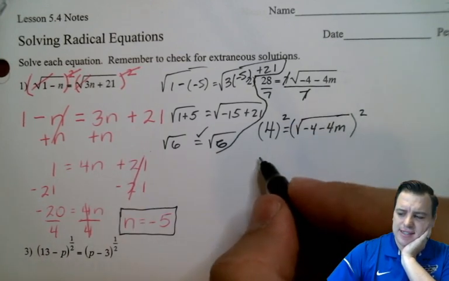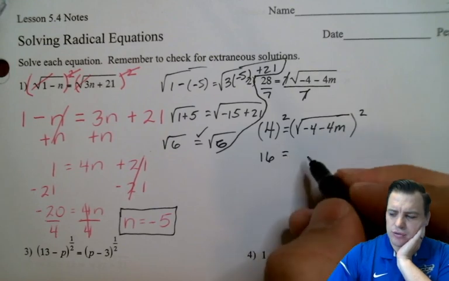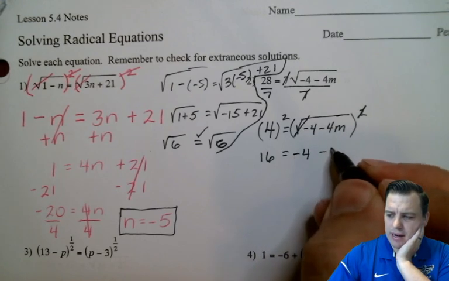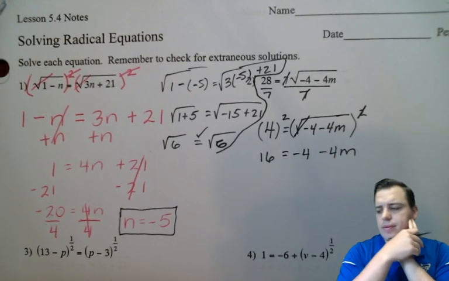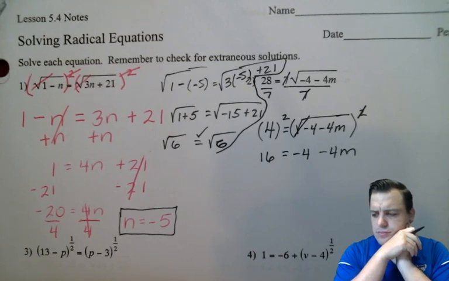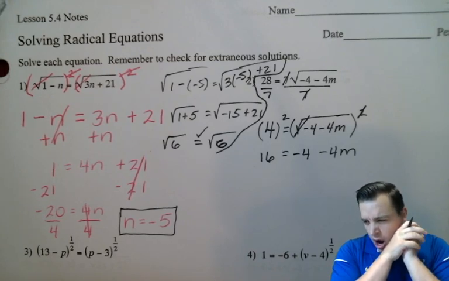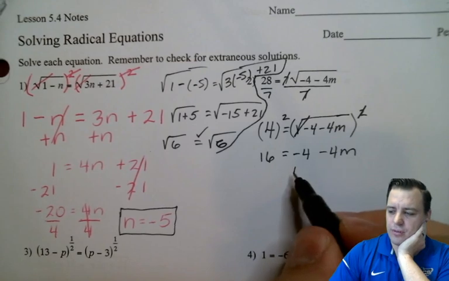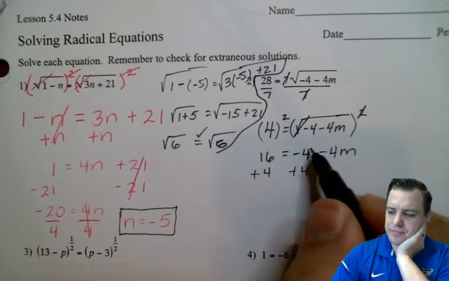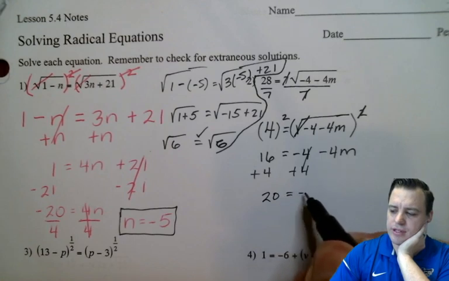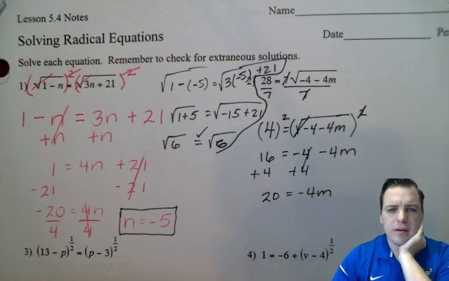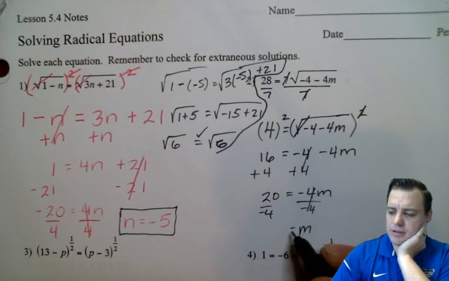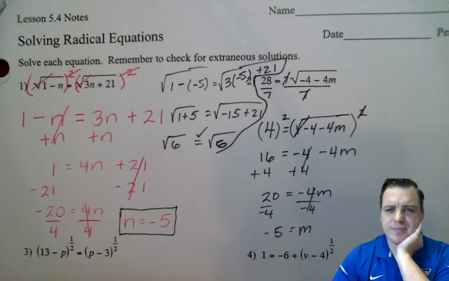Four squared is 16, so 16 is equal to the square root and the square cancel, leaving me -4 minus 4m. Okay, from there we add 4 to both sides. I get 20 is equal to -4m. And then from there we just divide by -4, and we get m is equal to, again, -5.